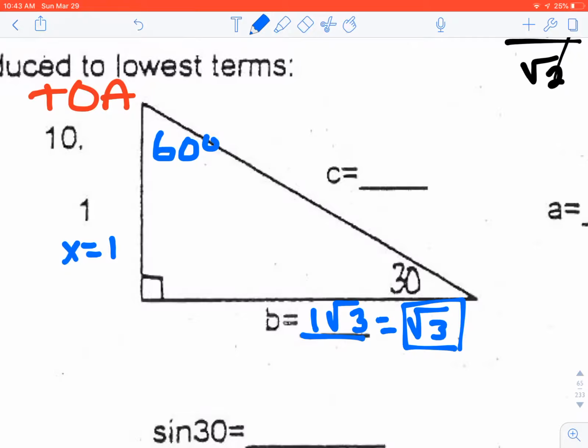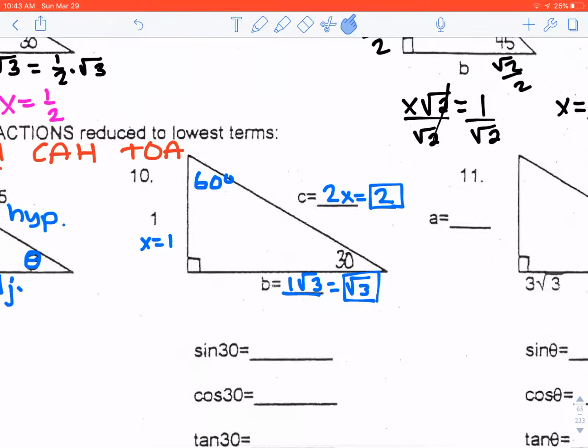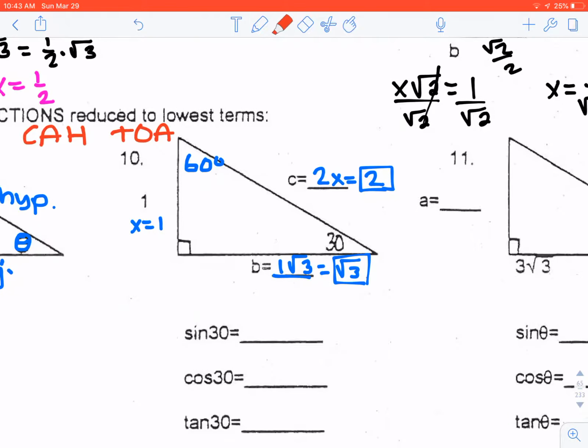Okay, to find your hypotenuse is just 2 times x. 2 times 1 is just 2. Okay, so the first thing you want to make sure is that you do have all of your sides and you know what special right triangle we have. All right, so I'm going to highlight those to make this easier for us.